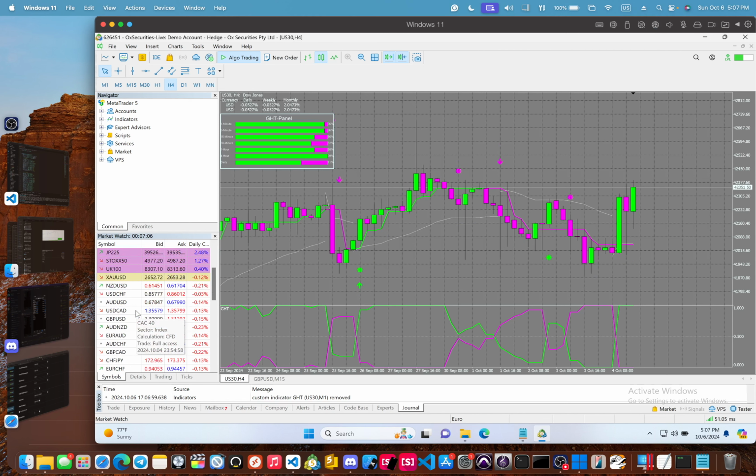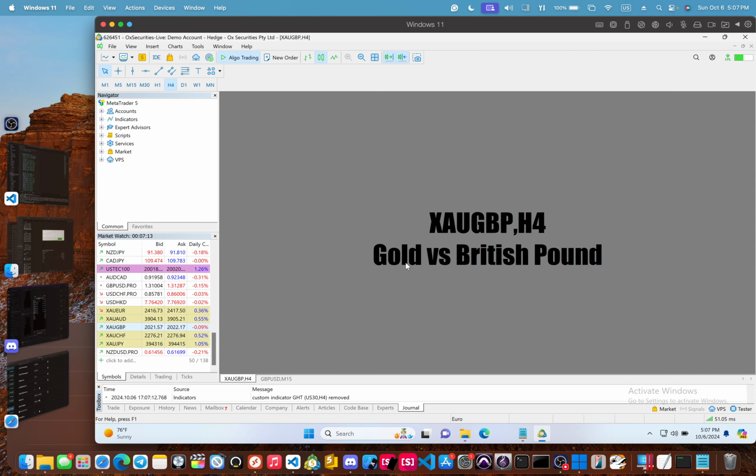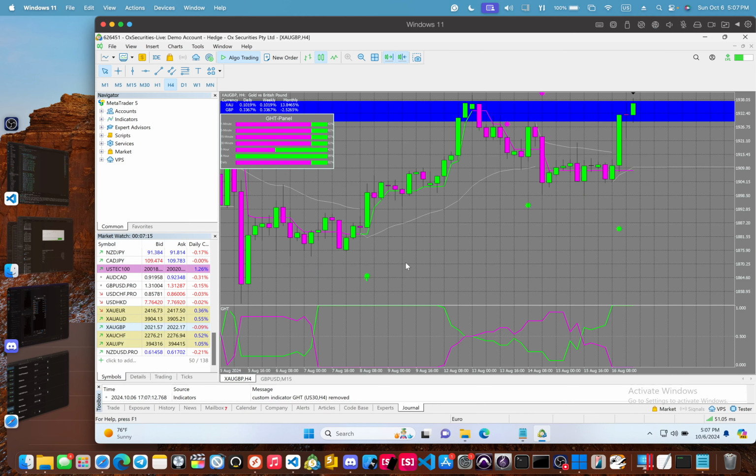And I said one last pair, but let's do one last pair for real. Let's do a pair I've never done. Here we go. I don't think anyone that I've known has traded XAU GBP. It looks like I still have the support and resistance on there.